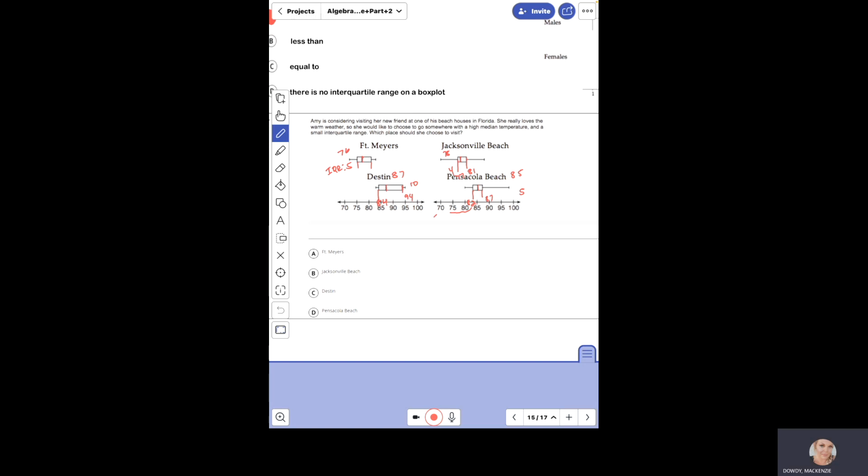So let's go back and read the question again. It says she wants to go somewhere with a high median temperature and a small interquartile range. So our highest median temperature, well, we have 87, 76, 78, 85.